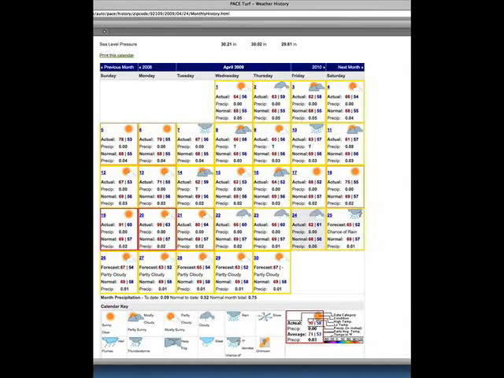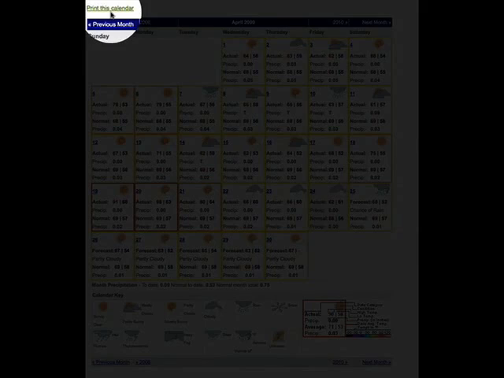This calendar can be printed out and posted in the shop, clubhouse, or locker rooms. It's a useful way to explain to your crew and to golfers how weather affects turf health.